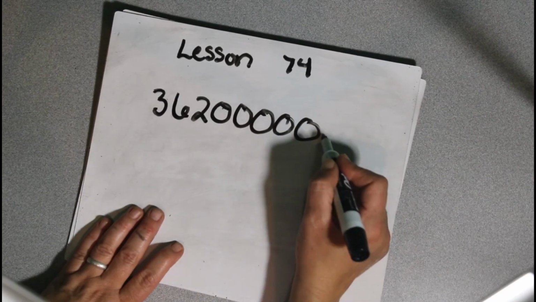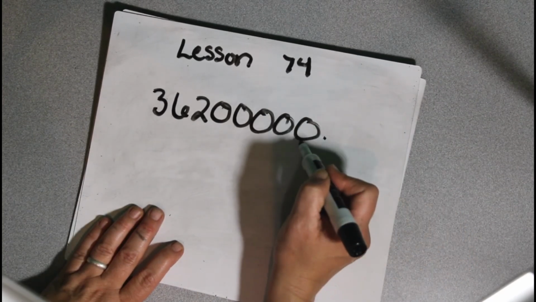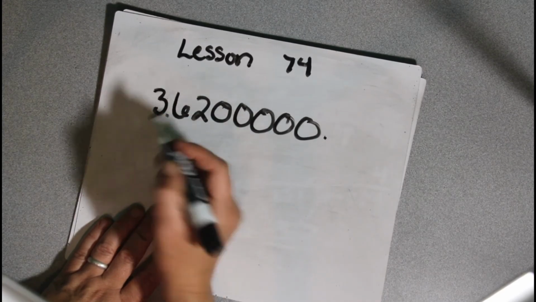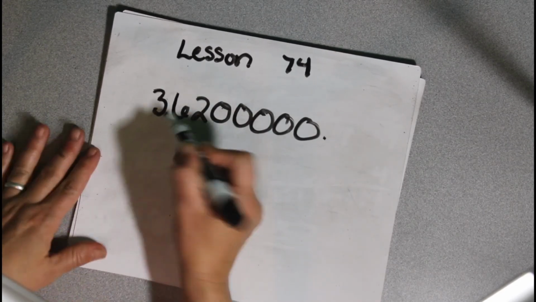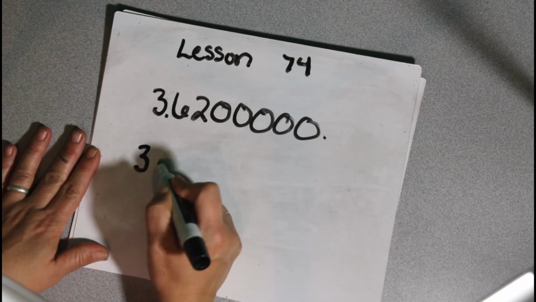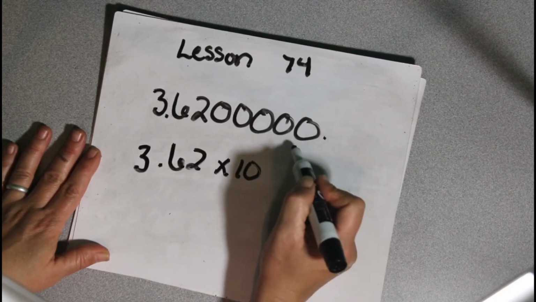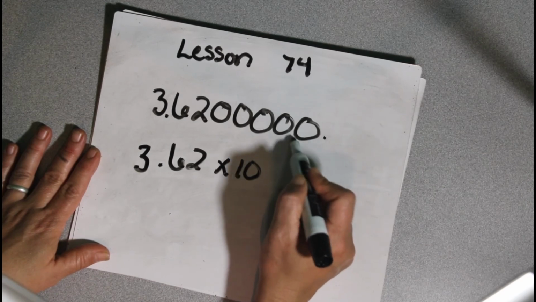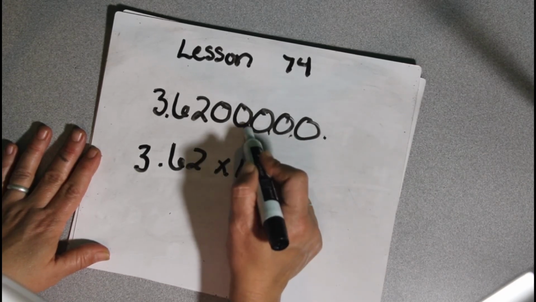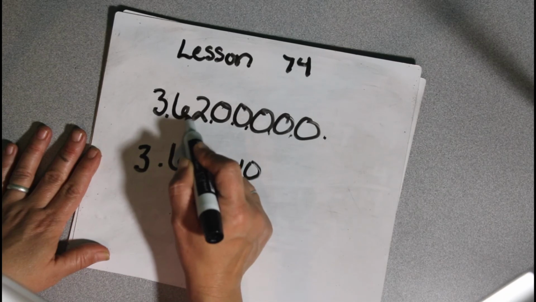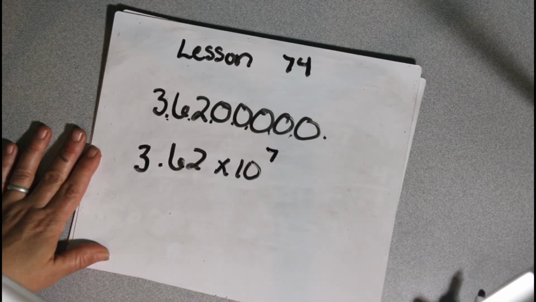All right. So we don't want to have to write all those zeros, so we're going to count all the way back and put our decimal. We always want to have one whole number and then a decimal. So I'm going to write that 3.62 times 10 to the, let's see, how many places do we move that decimal? 1, 2, 3, 4, 5, 6, 7 places times 10 to the 7th.